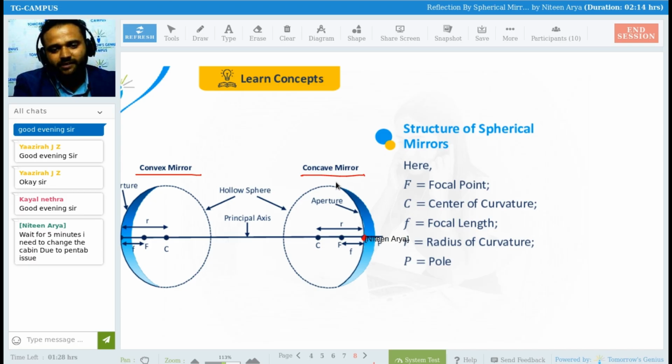or you can say optical center. The length between pole and F, focal point, or you can say focus, is focal length. The distance between pole and center of curvature is known as R. Principal axis, what it is? A perpendicular line passing through the pole, the midpoint, focus, and center of curvature is known as principal axis. Nothing more than that. Okay.